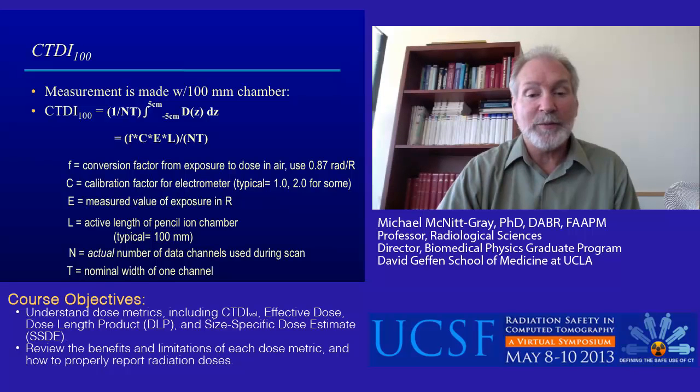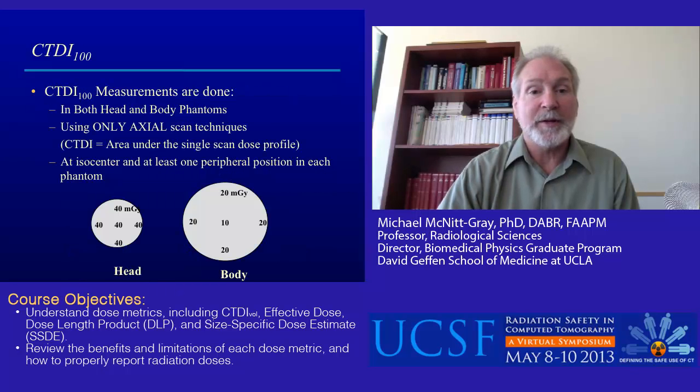N is the actual number of data channels used during the scan, and T is the nominal width of each data channel. So N times T, the product of that, is the nominal beam width, the nominal collimation width being used at that time for the measurement.